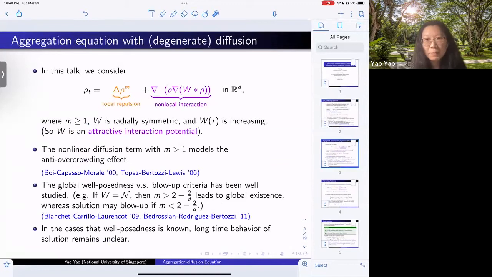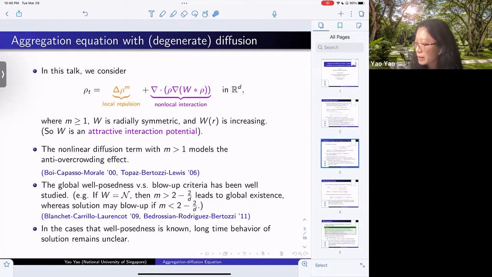So I'm going to work with a slightly more general equation. Instead of the linear diffusion, we can also change it to a general nonlinear diffusion with power m here. So here we are going to assume m is bigger than or equal to 1, and it carries biological meaning: an m bigger than 1 models the anti-overcrowding effect. This can be understood in the sense that if the solution is trying to form a delta function, then having m bigger than 1 will more effectively press down the density when the density rho is high, and therefore prevent the blow up from happening.